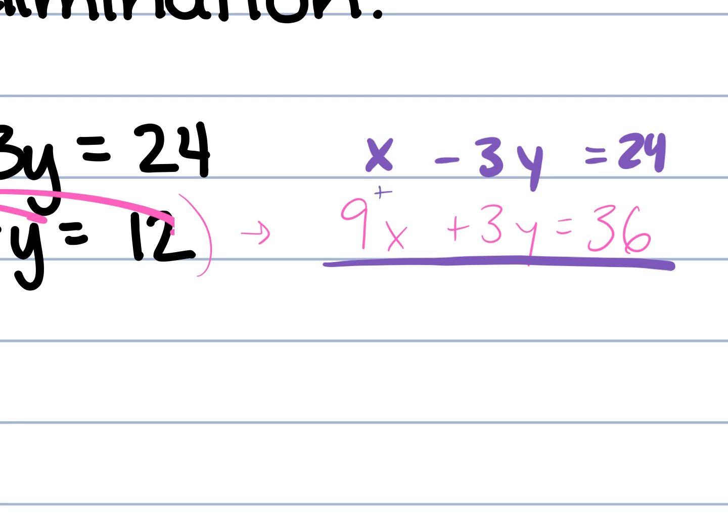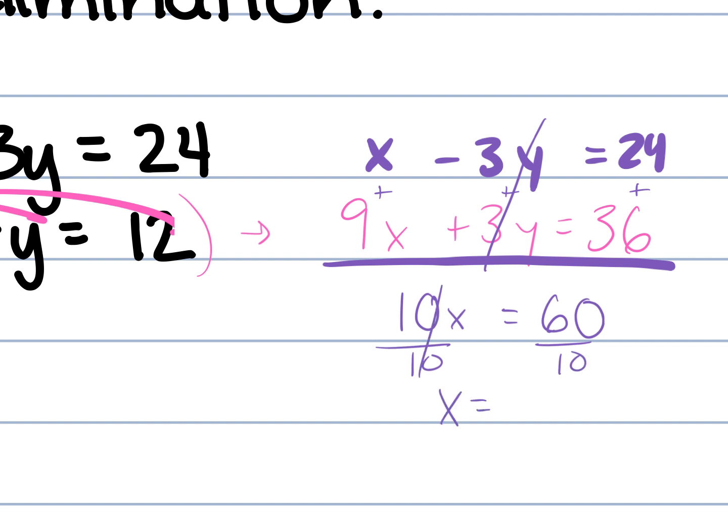So now we're going to combine our like terms. What's x plus 9x? 10x. -3y plus 3y cancels. 24 plus 36. 60. What do we do next? Divide by 10. So what does x equal? 6.